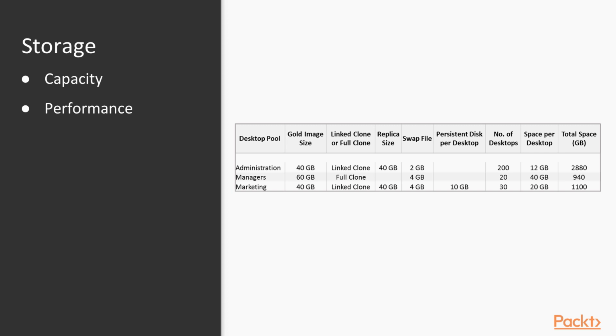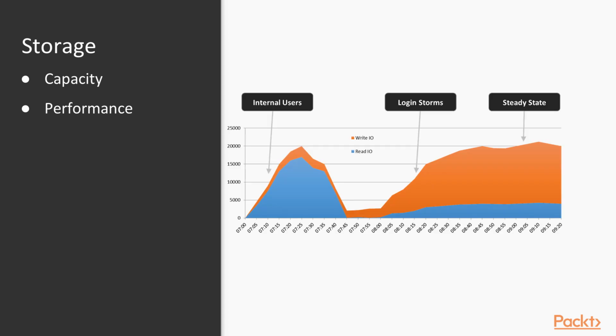The following graph depicts a sample storage environment, showing a sample workload as the desktops are booted, users log in, and then continue to use the desktops. On the vertical axis you can see the IOPS, and on the horizontal axis you can see the time. As you can see, the boot storm is heavily read intensive, and the login storm and steady state are heavily write intensive, so you need to size accordingly based on this data.